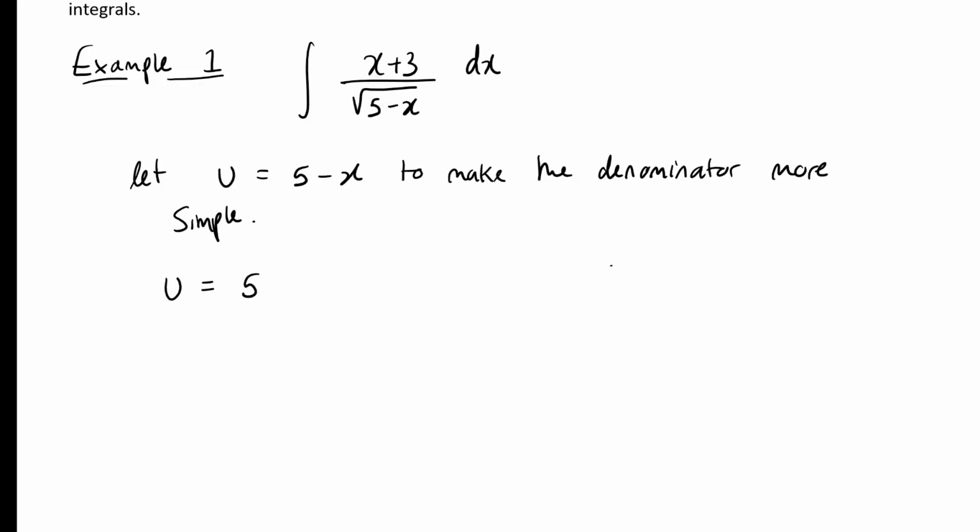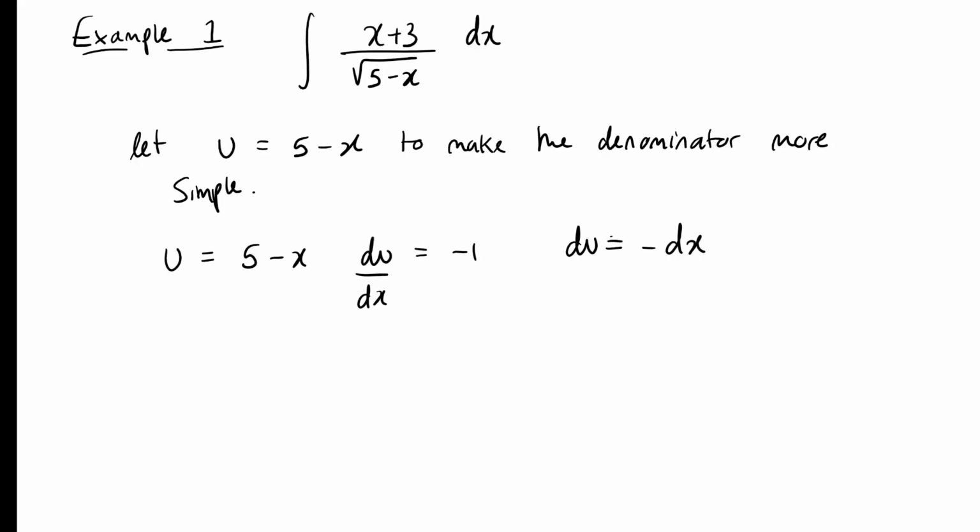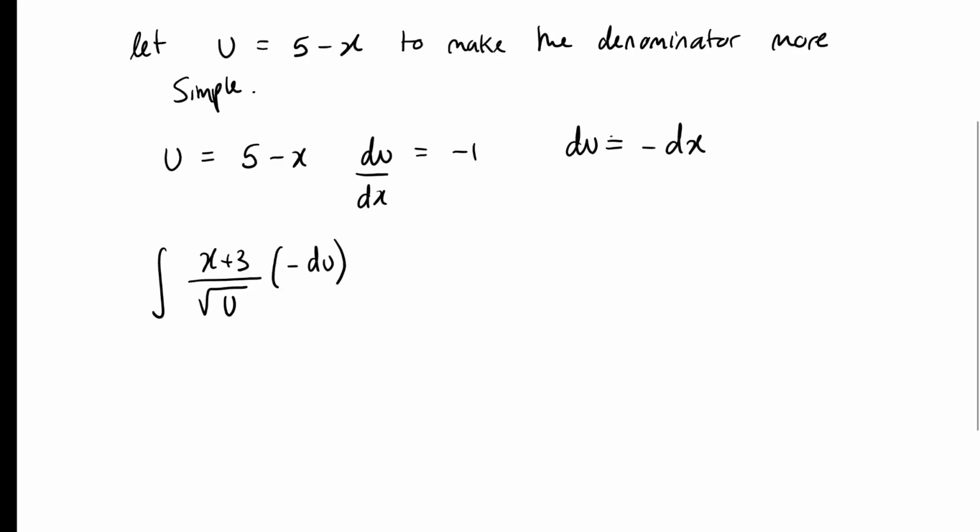u is equal to 5 minus x. du dx is equal to minus 1, therefore du equals minus dx. So we can write this into the integral, x plus 3 over the square root of u and then minus du. So the remaining x term has to go. In order to do that, we manipulate the original substitution.